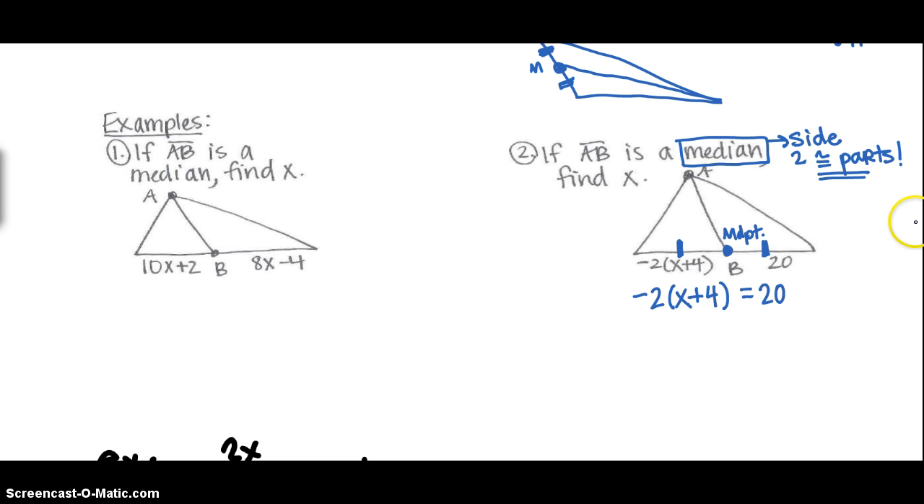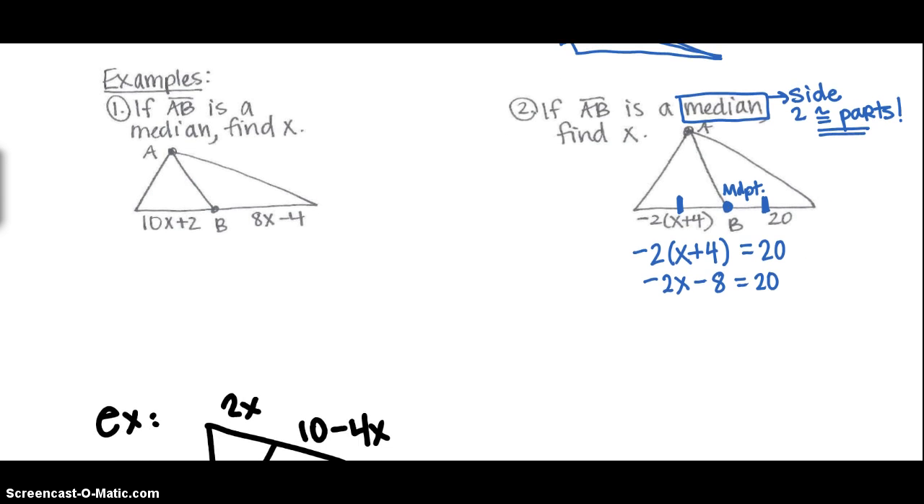Now what's the next thing you do here to solve? I would distribute the negative 2. So negative 2 times x is negative 2x, and negative 2 times 4 is negative 8. That all equals 20. What would you do next here? I would add the 8. So if I add the 8 to both sides, I have negative 2x equals 28. What's last to get x alone? Divide by negative 2. So if I divide by negative 2, I get negative 14. And we're all done with that one.